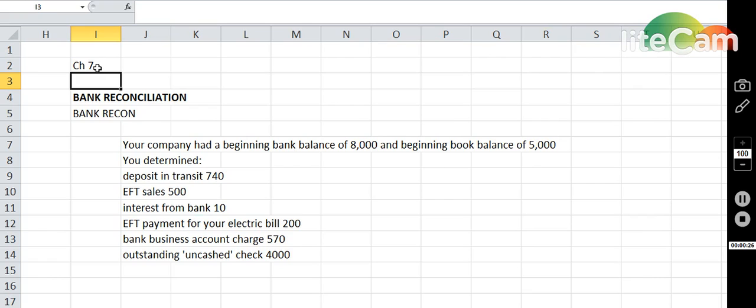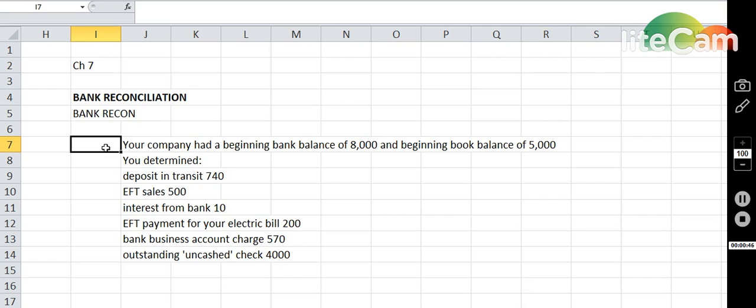two numbers equal. So here I've set up a problem for you where your company had a beginning bank balance of $8,000 and a beginning book balance of $5,000. Okay? So, they're not the same. So we need to find out why not.